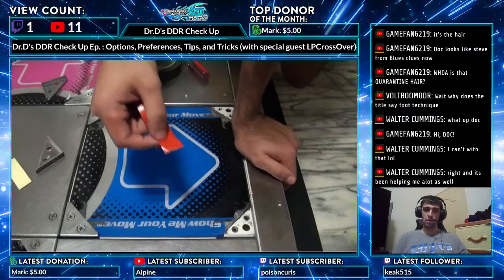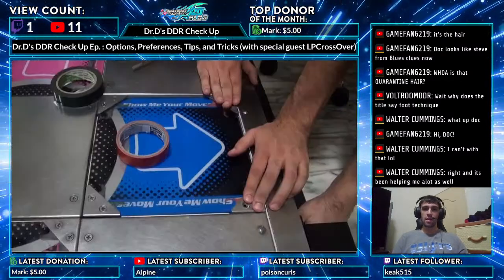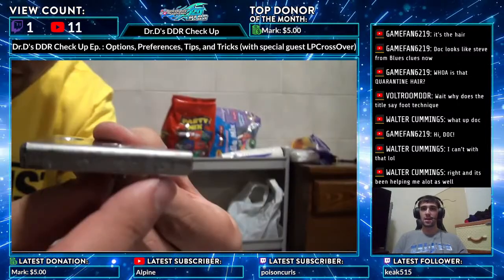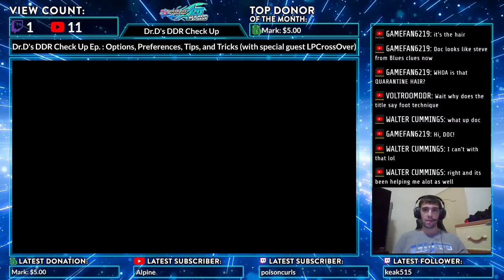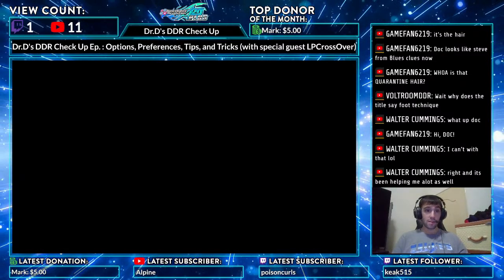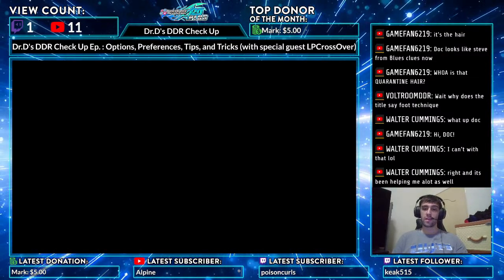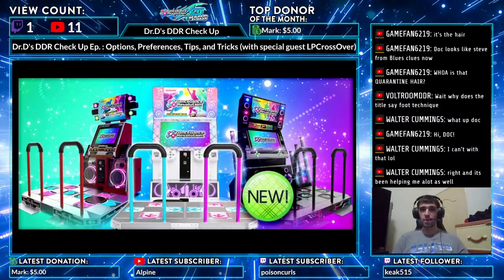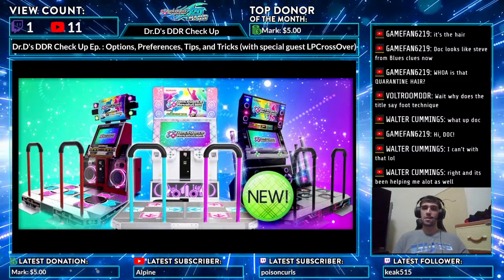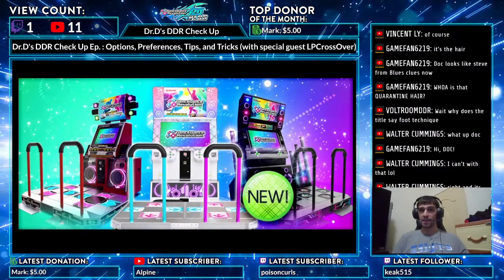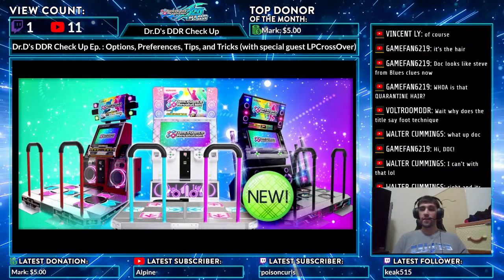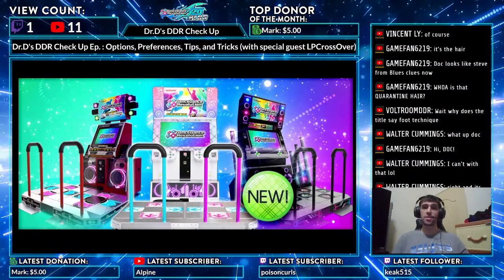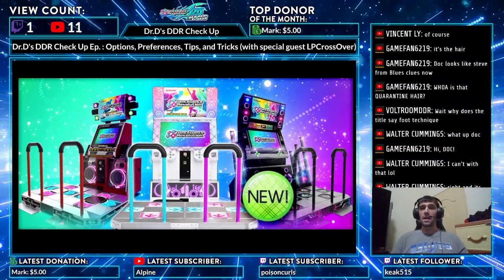But what I did want to show was one thing that you should be doing, which is leveling your pads. So, what is leveling the pads? Let's bring back up the cabs right here. Underneath all the pads are eight wheels and eight legs. Those legs are also considered levelers, and they do what it sounds like. Their job is to level the pad.